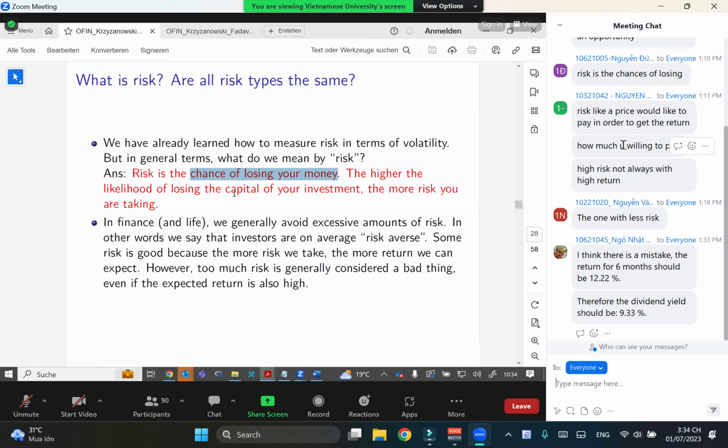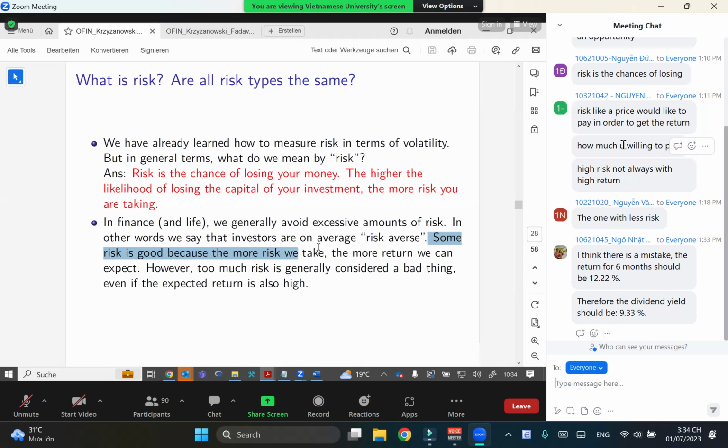But there is this chance of losing money. And in general, the higher this chance is, or the more risky it is in terms of losing money, the higher you risk it and the more compensation you would like to have. In general, one could say that we would like to avoid, to some extent, an excessive amount of risk, right? On average, investors might be perceived to be risk averse to different extents, right? Some of the risk we might perceive as good.